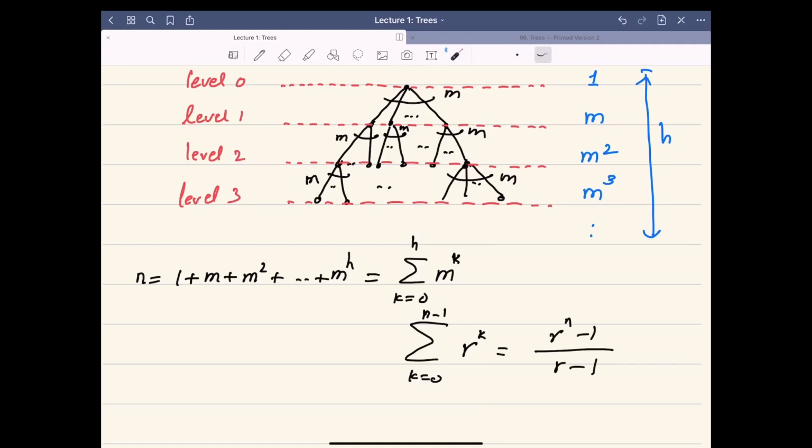Now if you match this summation with this summation, both start at 0, but this one ends at n minus 1 and this one ends at h. So how did we get r raised to power n? You are adding 1 to get n. So what you have to do for this geometric sequence is simply add 1. So this will be equal to m raised to power h plus 1, minus 1, over m minus 1. And this is the equation that we are looking for.